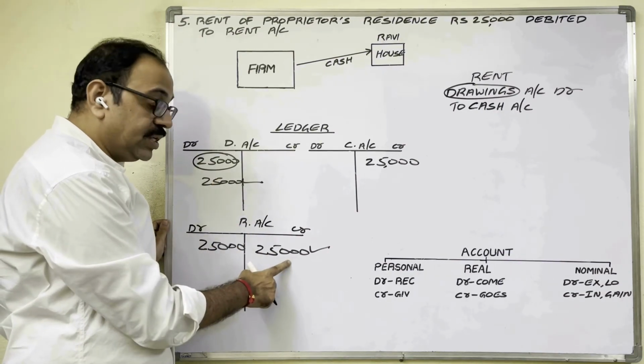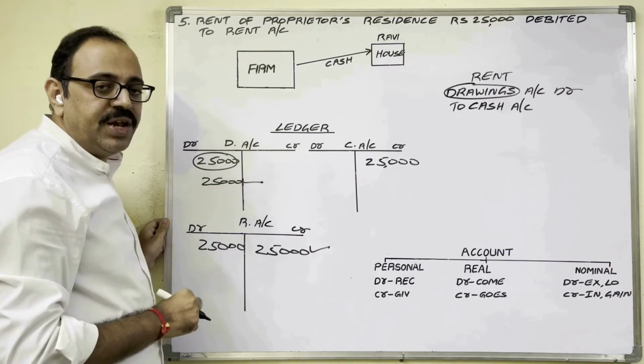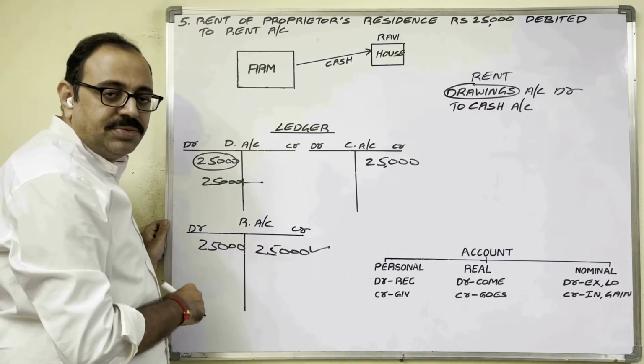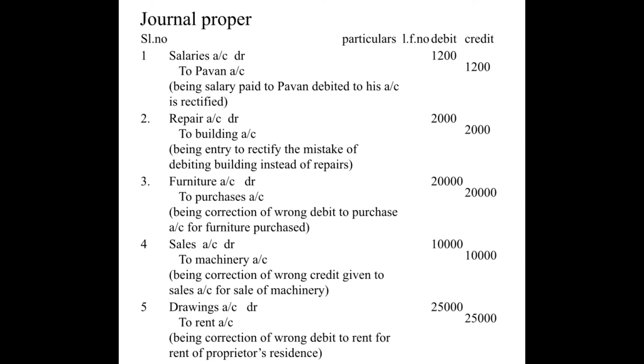Based on these answers, frame the rectification of error entry. Drawings account debtor to rent account. Fifth entry, drawings account debtor to rent account, 25,000, 25,000. Narration, being correction of wrong debit to rent for rent of proprietor's residence.